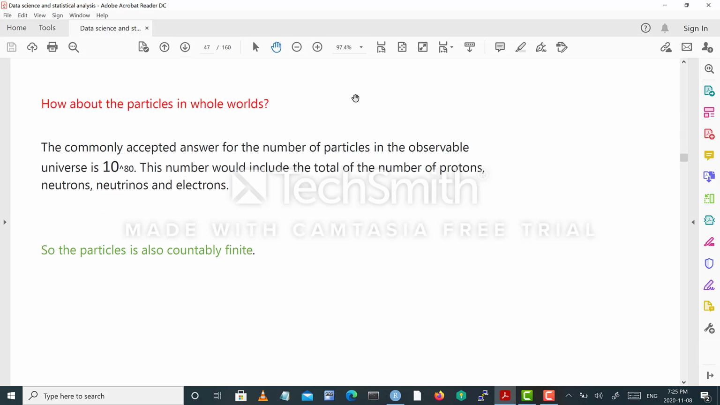How about the particles in the whole world? The commonly accepted answer for the number of particles in the observable universe is 10 to the power of 80. This number would include the total number of protons, neutrons, neutrinos, and electrons. Even the number 10 to the power 80 is a very, very large number, but again it is just a finite countable number. So the particles are also countably finite.